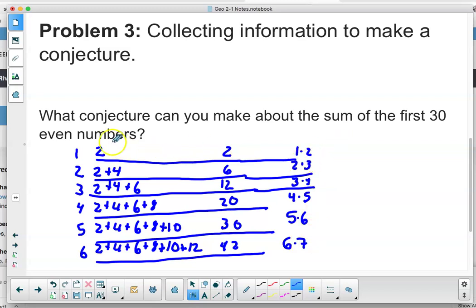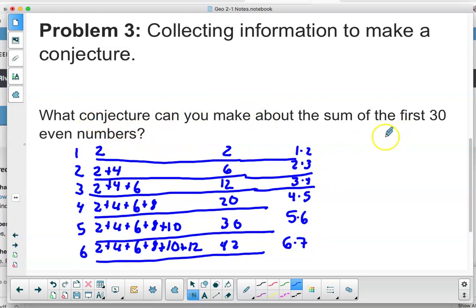So I'm thinking the conjecture I'm looking at, what conjecture? If I want the first 30 even numbers, it'll be 30 times 31. And that'll be the sum of the first 30 even numbers I have. And if I take that on a calculator, it's going to be 930. So make sure you check me out, because that's 30 times 31, and that's 930. So 930 would be the sum of the first 30 even numbers.